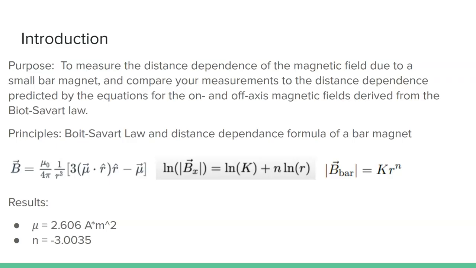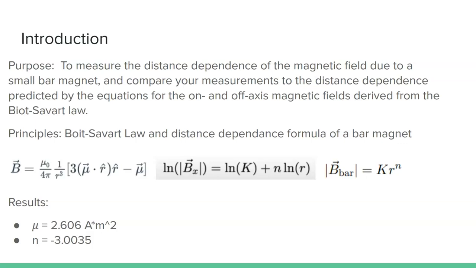The purpose of this lab was to measure the distance dependence of the magnetic field due to a small bar magnet, and compare my measurements to the distance dependence predicted by the equations for the on and off axis magnetic fields derived from the Biot-Savart law. The main principles I used were the Biot-Savart law and the distance dependence formula of a bar magnet.